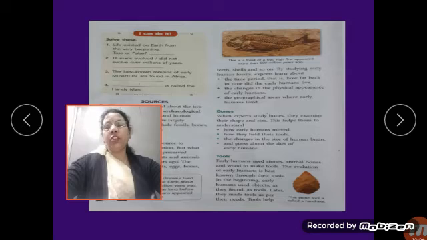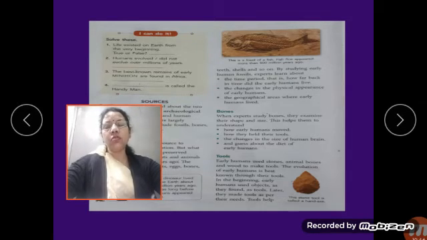Then our next topic is sources. What are the sources that tell us how early humans lived? Like in class 4 you have read about the two main types of sources. What are the two main types of sources? Archaeological sources and literary sources.